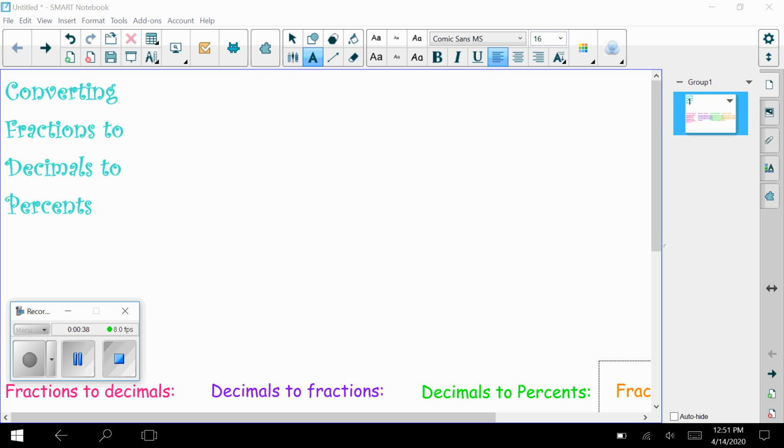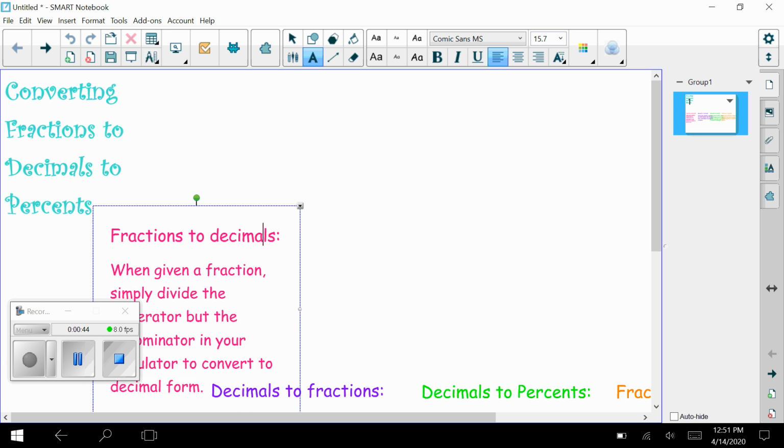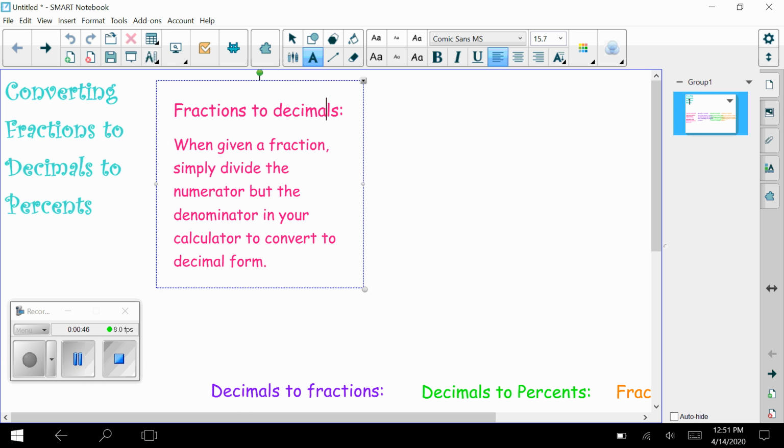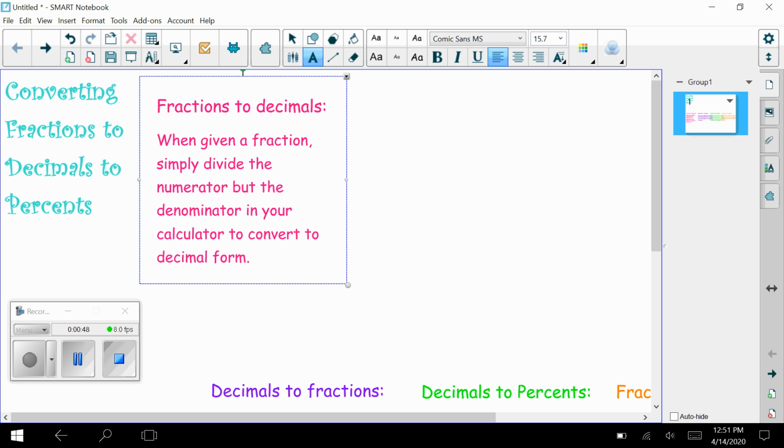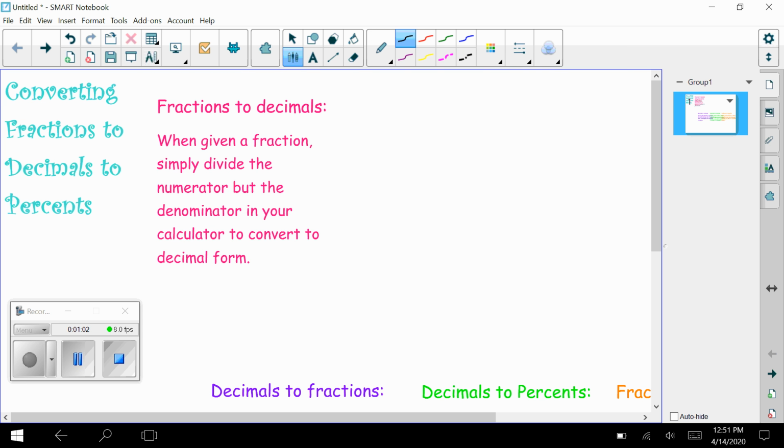Okay, so first thing we're going to do is we're going to look at fractions to decimals. Okay, so here it says, when given a fraction, simply divide the numerator, but it should say by the denominator in your calculator to convert to decimal form. So I'm going to see if I can draw here.